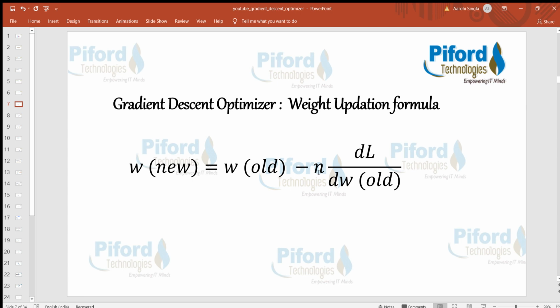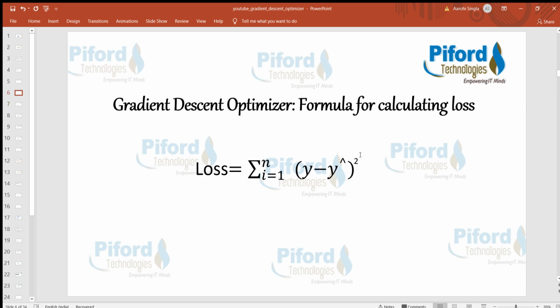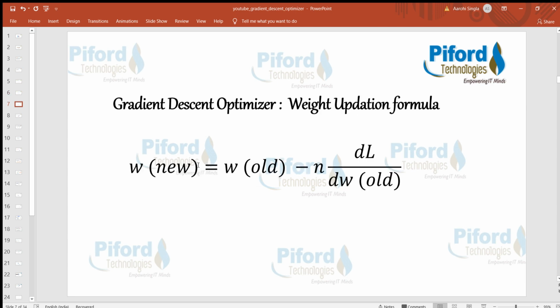If you remember, I've just told you that whenever we want to update the weight, we always multiply the gradient with a learning rate. So this is that learning rate, and dL by dW old. dL means derivative of loss, so we have calculated a loss over here. Derivative of loss by derivative of old weight. So: new weight equals old weight minus learning rate into derivative of loss by derivative of old weight. This is the formula we follow when we want to update a weight.